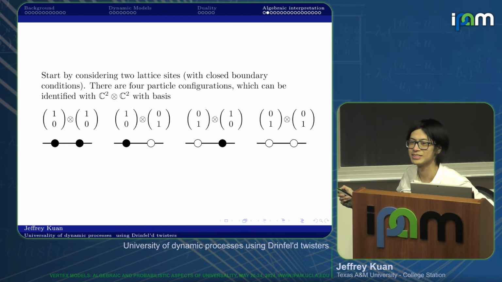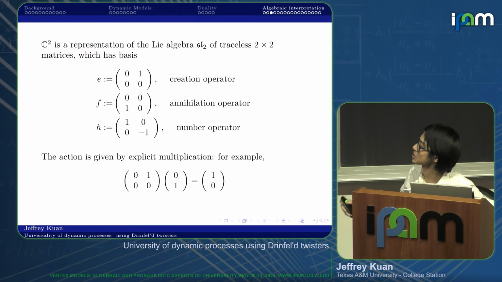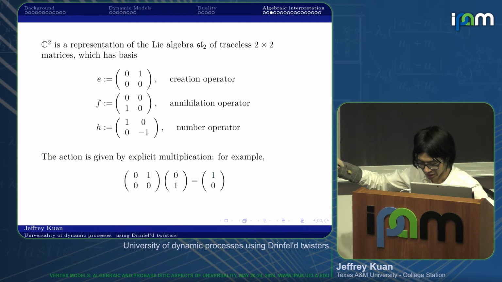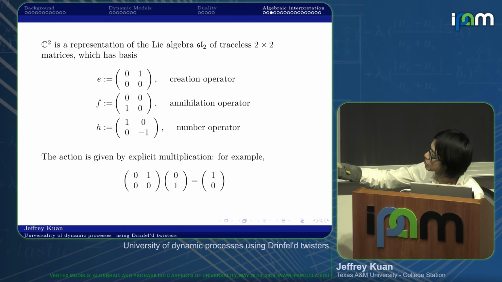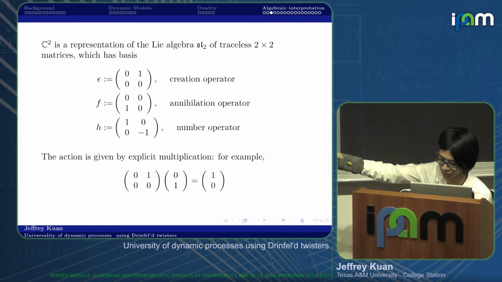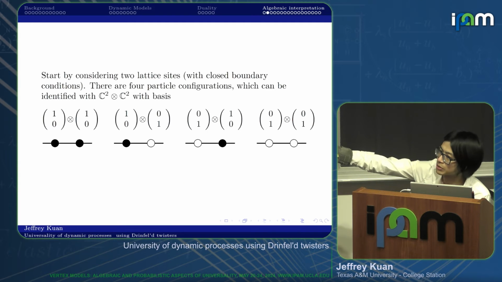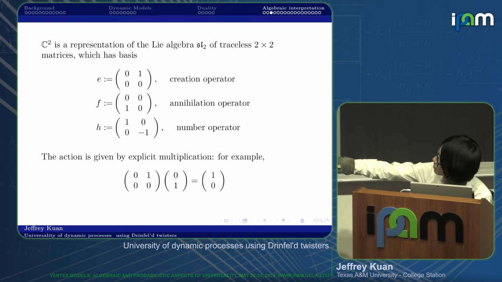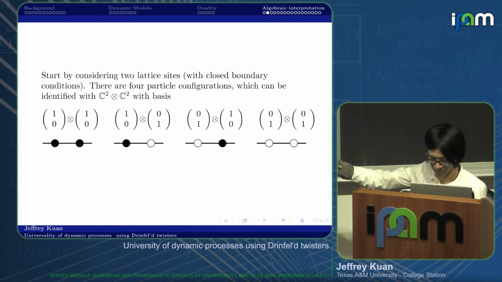OK, so everyone seems OK. That was just, quote unquote, just a vector space. So what is the algebra? In this case, it's the Lie algebra SL2 of traceless 2x2 matrices. This has a basis traditionally denoted E, F, and H, and the action on C2 is just usual matrix multiplication. But in this interpretation, you can give E, F, and H names, which are creation, annihilation, and number. So here, for example, the matrix E creates a particle from a non-particle. These are the vectors on the previous slide.